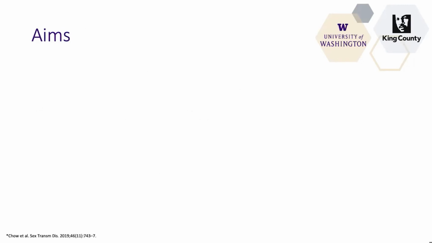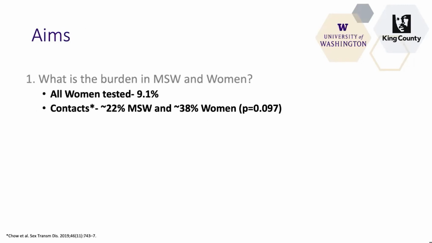Going back to our 3 aims from the beginning. Number 1, the burden of GC infection at the pharynx in all of the women tested was about 9%. In female contacts, however, it was much higher, 38%. And in men who have sex with women who reported being a contact to GC, about 22% of them were positive at the pharynx. This is very much in line with the data that was gathered by our colleagues in Australia. The citation is noted below.